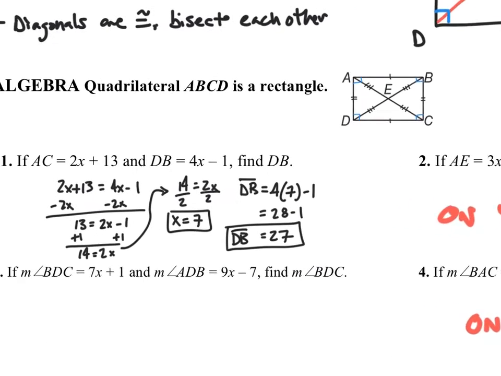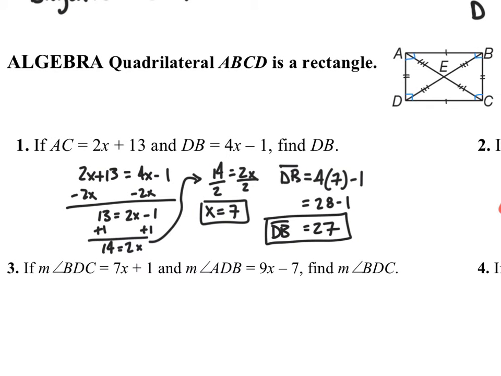Now, I want to zoom in here and talk about this for a second. It says, if angle BDC is 7x plus 1, so we're given BDC, and then we're asked questions about ADB. We need to find the measure of angle BDC. Now, ADB and BDC are complementary angles. They add up to 90 degrees. So I'm going to set up an equation: 7x plus 1 plus 9x minus 7, if I add those angles together, will give me 90 degrees. Now I just need to solve for x.